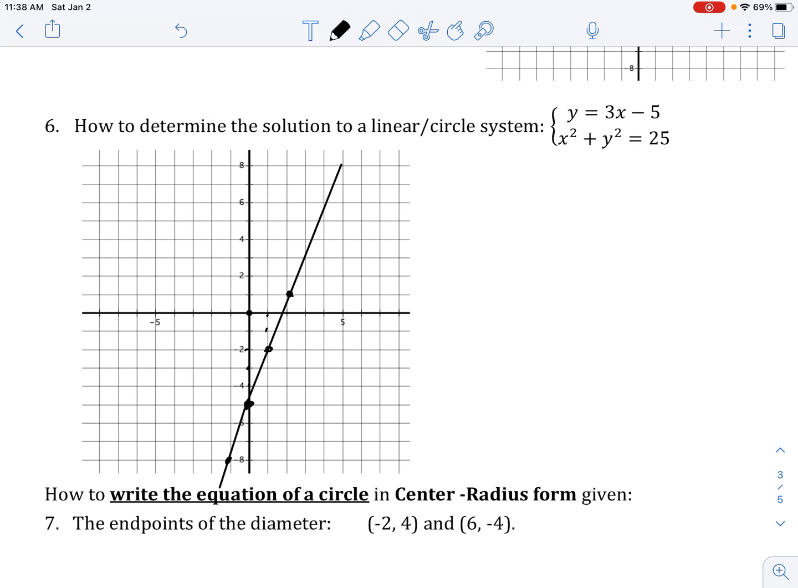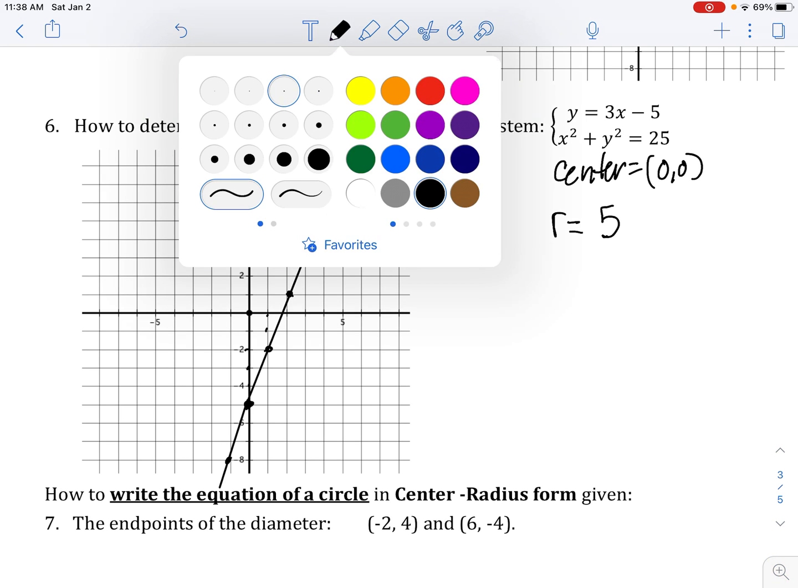Okay, now we're going to graph the circle. So my center is 0, 0. And I'm going to pause for a minute and have you tell me what the radius is. Our radius is 5.